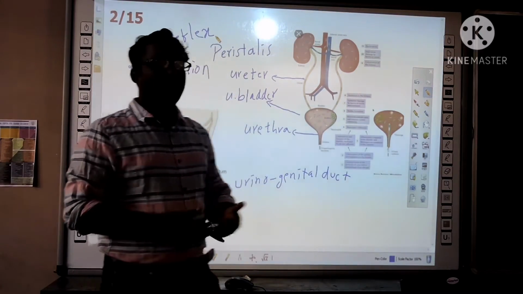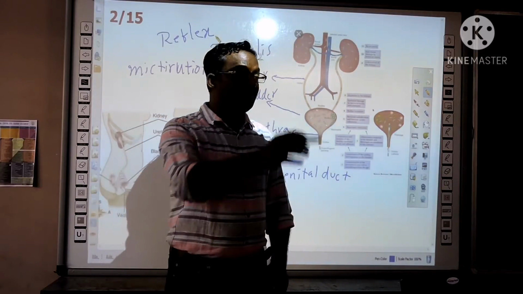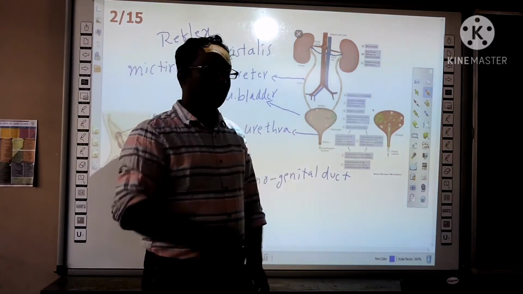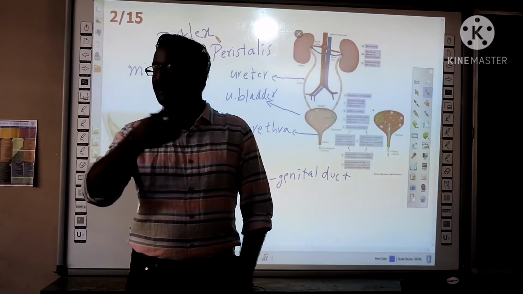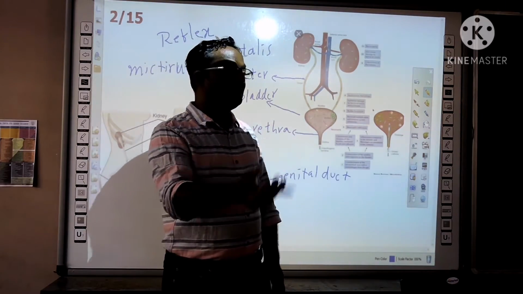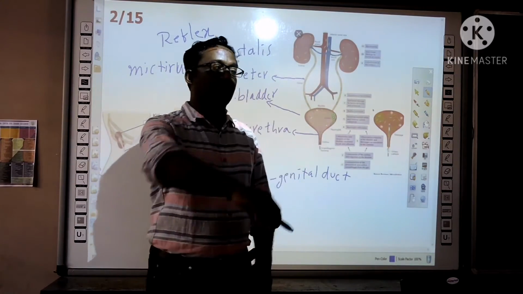Usually 1.6 to 1.8 liters of urine is produced per day. It's based on the amount of water you take and the type of food you take. If you take water-rich foods, the amount of urine increases. Moreover, it's based on the season also.